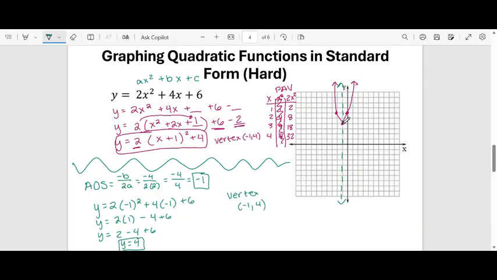So I'll start at negative 1, positive 4. I can look back at my a value. Obviously, I'll have this table when I build it. It'll be x squared and 2x squared. And I can go left and right 1 square, up 2 squares.